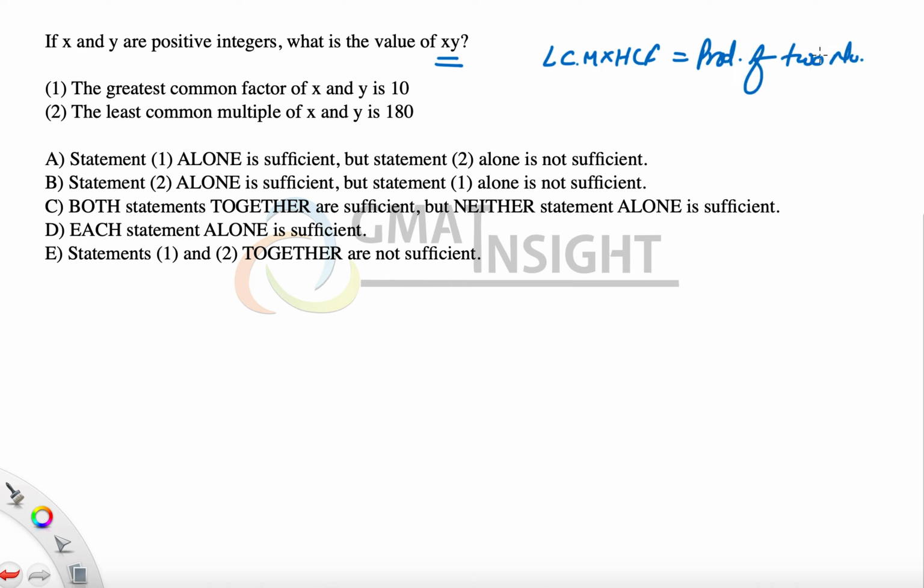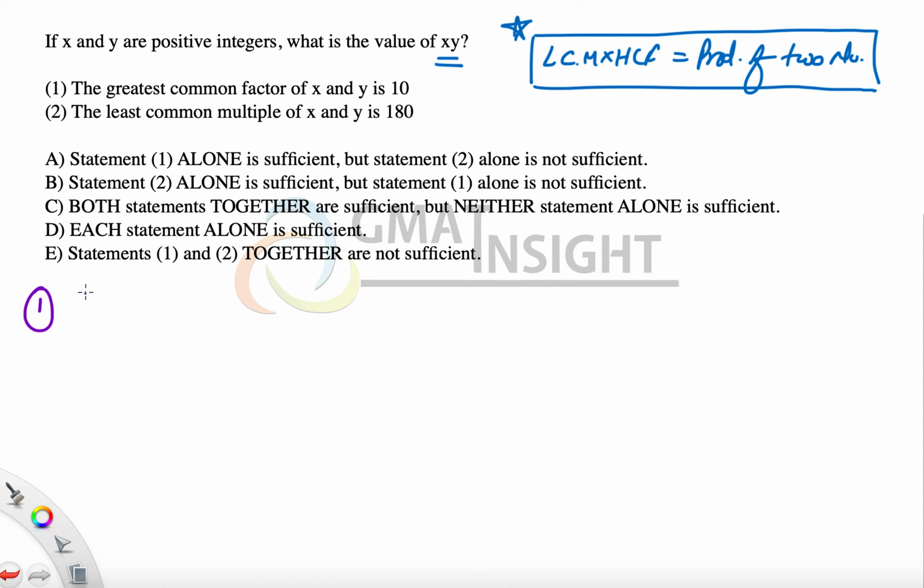So this property is something that we should know whenever the question talks about the multiplication of two numbers in context of their LCM and HCF. Then this property is probably one of the things that it's going to expect from us. Now let's look at the first statement, which says that GCD of these two numbers x and y is equal to 10. Since LCM is missing, we can say it's not sufficient.